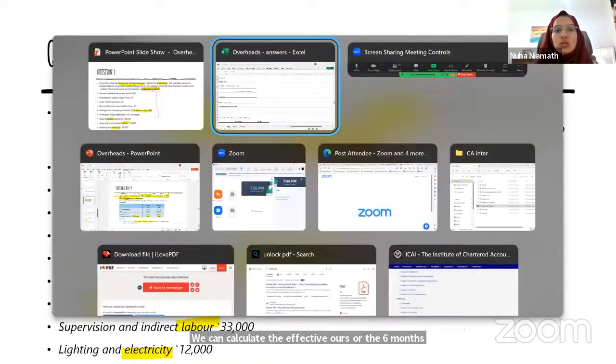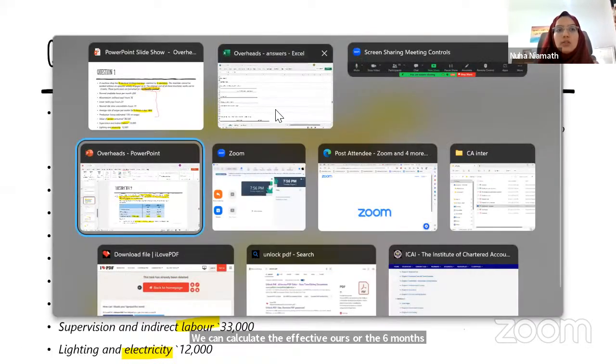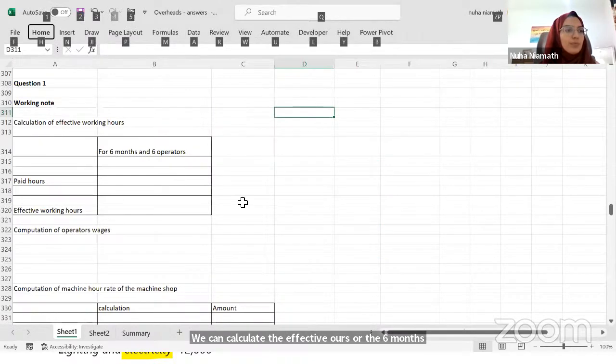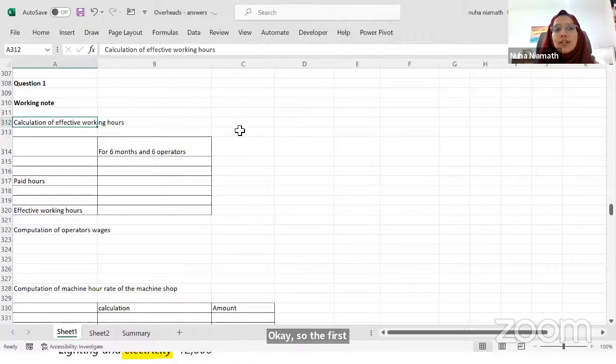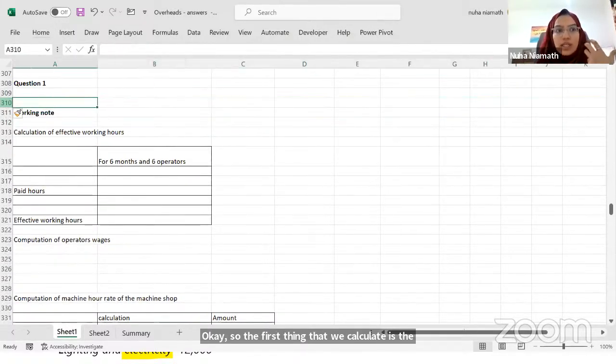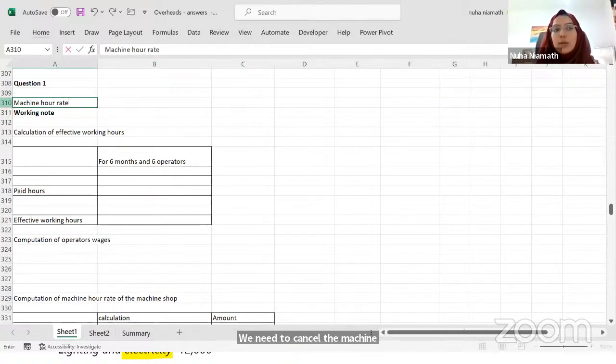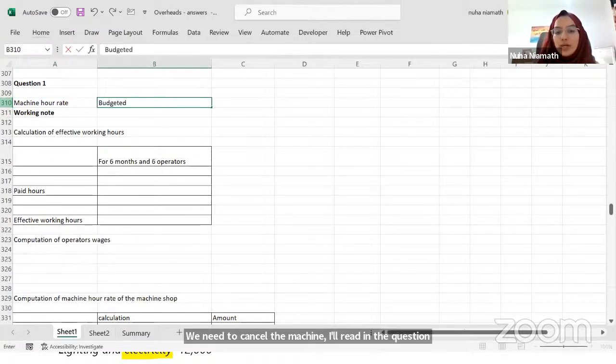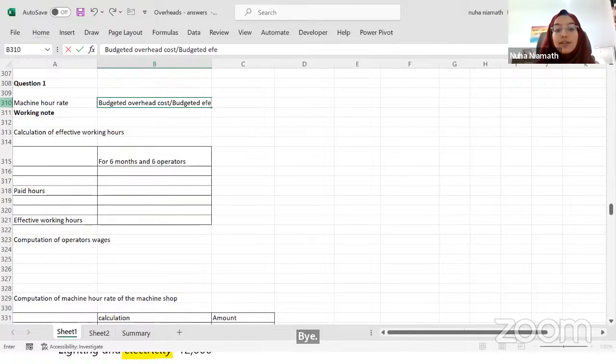So let's go to the answers. Okay. So the first thing that we'll calculate is the effective working hours. Before we get into the answer, just to give you an understanding of why we're doing this, we need to calculate the machine hour rate in the question. And machine hour rate is budgeted overhead cost divided by budgeted effective hours.